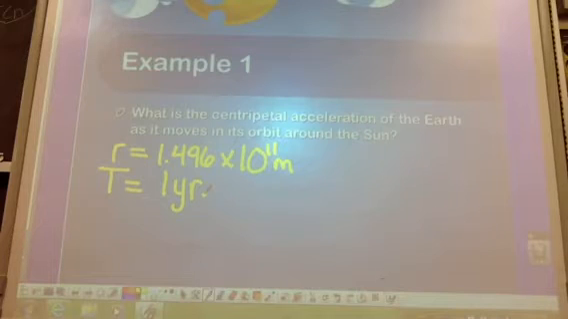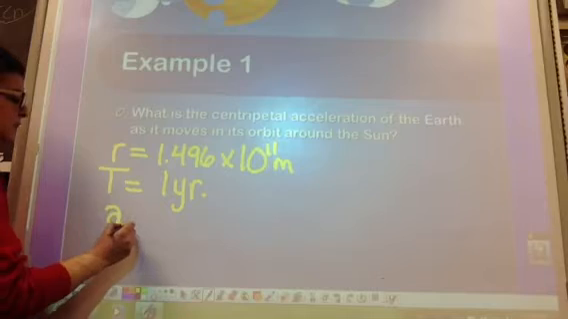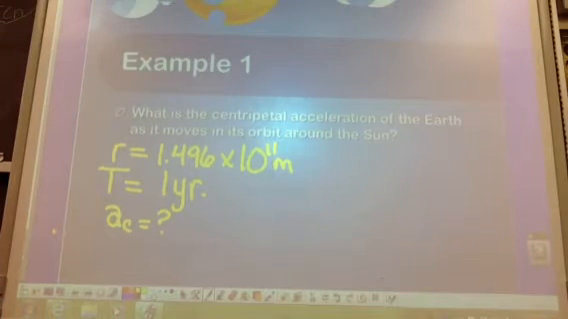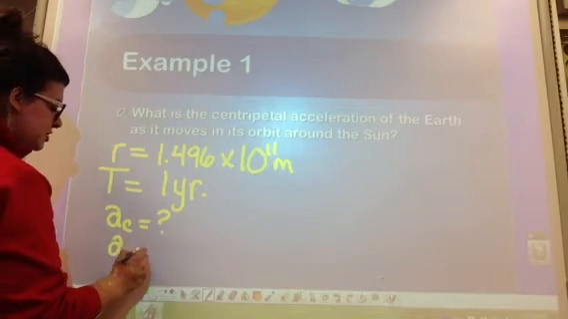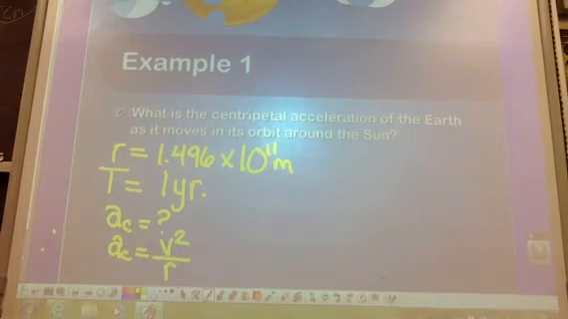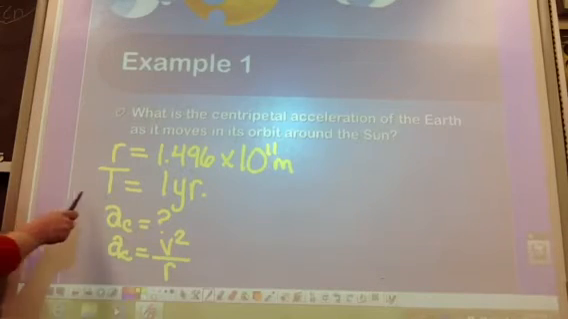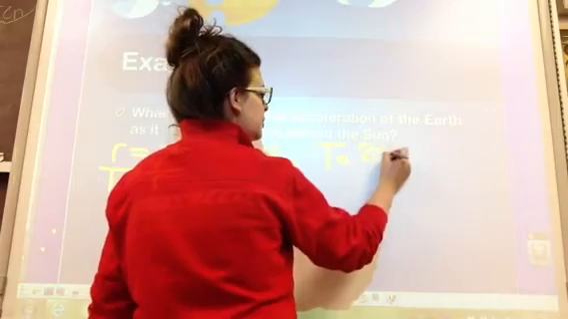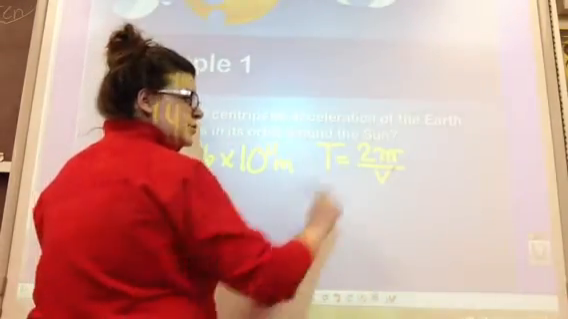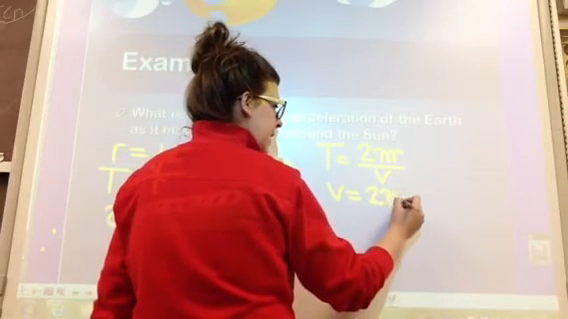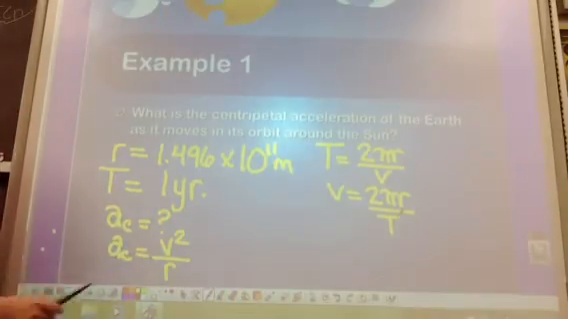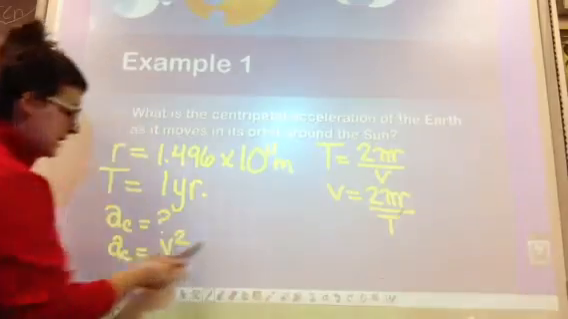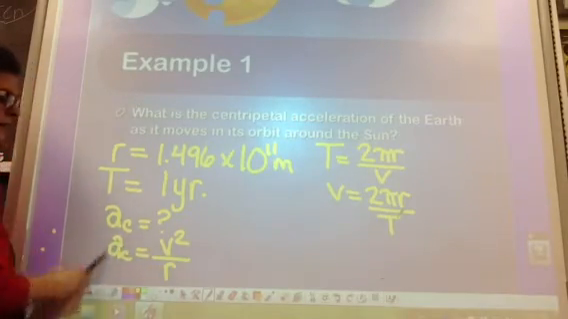My goal is to find the centripetal acceleration, a_c. I know that centripetal acceleration is equal to v squared over r. Well, I know the radius, but I don't know my speed here. I could use my formula for period, which is equal to 2 pi r over v. If I rearrange that, v equals 2 pi r over T. I know r and I know T, so I could plug this in for my speed and find the centripetal acceleration.